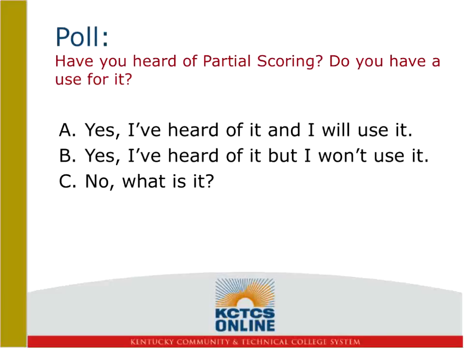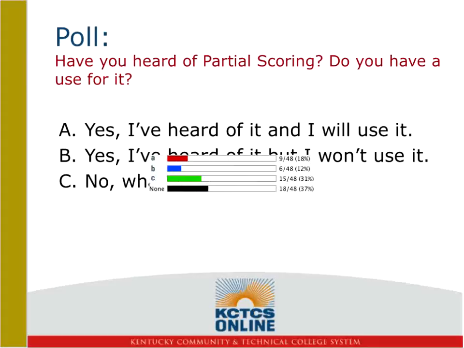Okay, well, it looks like we have a large number of us who aren't sure what that is. So we'll definitely take a look at that. Partial scoring allows you, let's say a multiple choice question was worth 2 points, to give somebody partial credit if they didn't have the number one top answer, but maybe they had a secondary answer that was almost right and you wanted to give them part of those 2 points. That's what partial scoring allows you to do. So we'll definitely take a look at that since there's a number of us who haven't used it before.